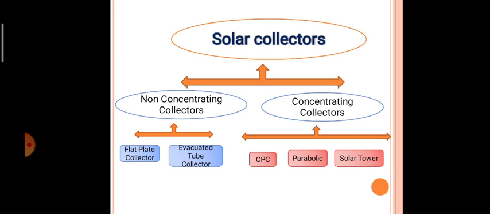Concentrating collectors are the collectors in which the area of the absorber is very small as compared to the collector area. Because of this, there will be low loss of heat. The maximum temperature that can be achieved by a concentrating collector is 350 degrees Celsius. Examples for concentrating collectors are parabolic collectors and solar towers.